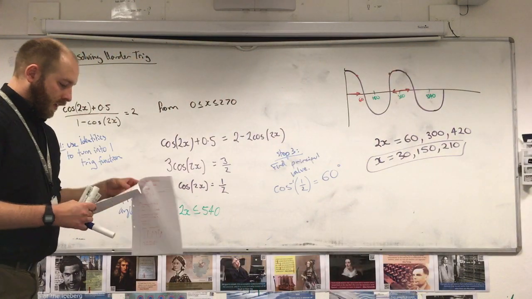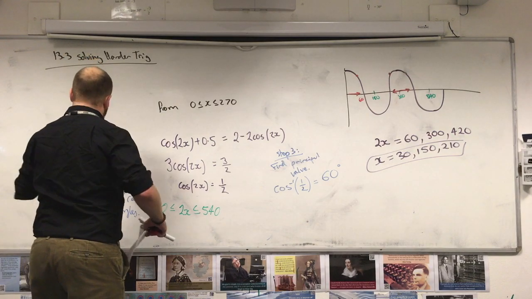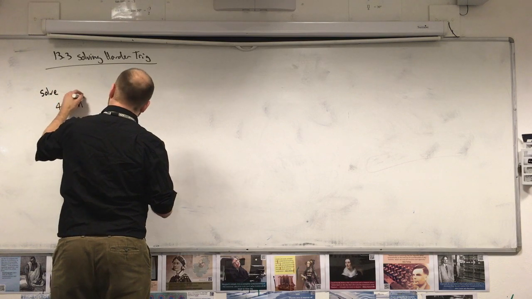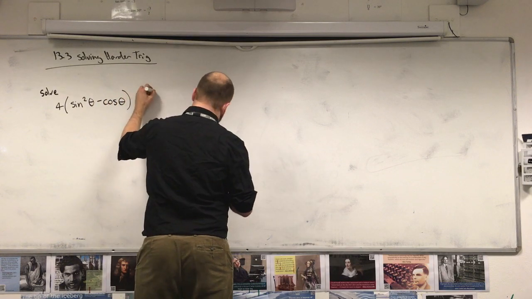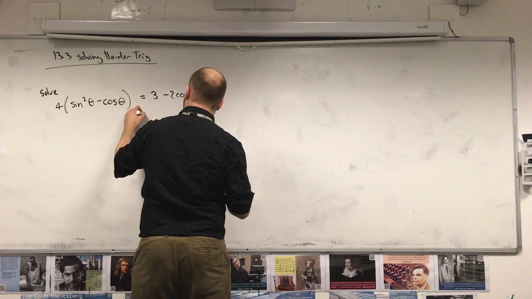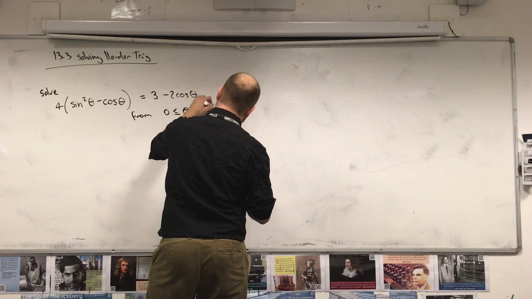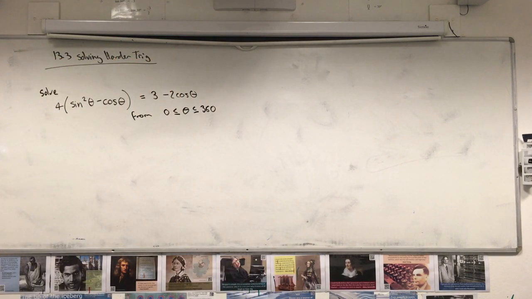Next one. So this time we're trying to solve 4 lots of sine squared theta minus cos theta equals 3 minus 2 cos theta, from theta equals 0 to 360. Cool. So again, first bit I'm going to try and reduce this down to one type of trig function.